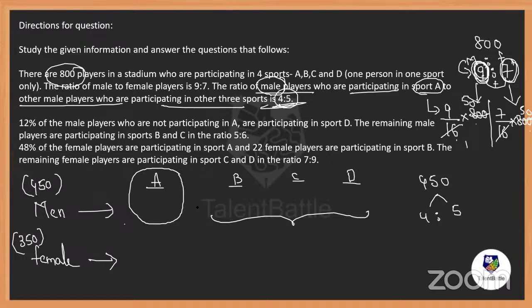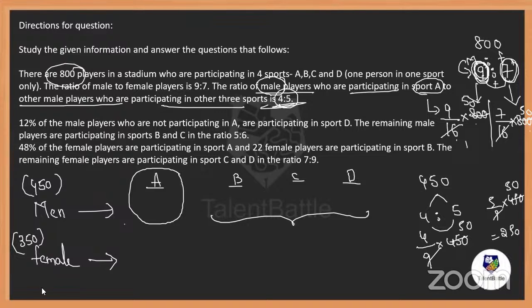Just find how much will be for 4 and how many will be for 5. What will we do for 4? 4 divided by total is how much? 4 by 9 into 450, which is going to give you 200. Next is 5 by 9 into 450, or else you can just say remaining 250.